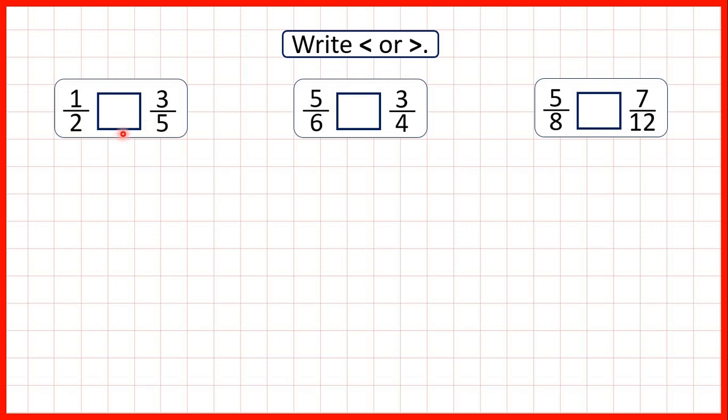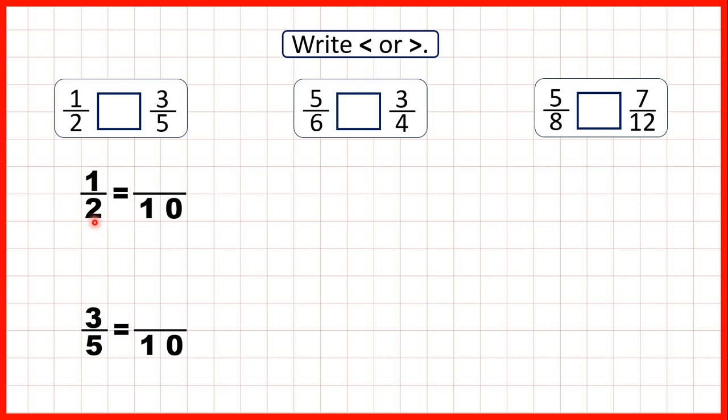compare them. So we need a number that's in both the 2 and the 5 times table. We need a common multiple of 2 and 5. Now 10 is in both the 2 and the 5 times table, so we can find equivalent fractions to 1/2 and to 3/5, which have a denominator of 10.